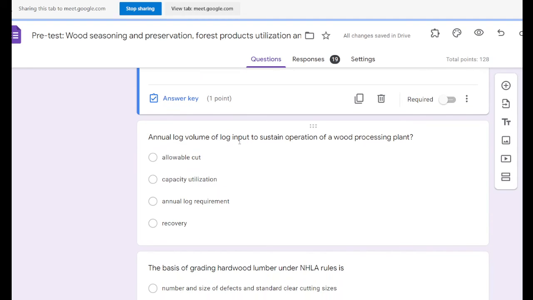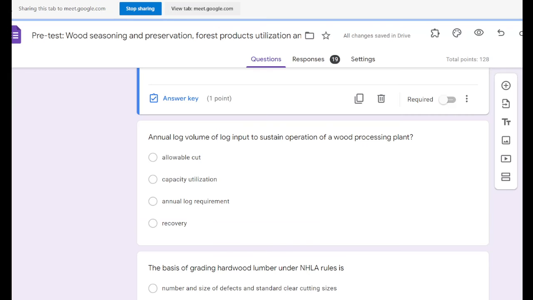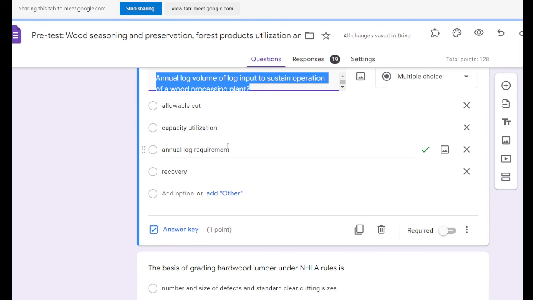The annual log volume of log input to sustain the operation of a wood processing plant. What's the answer, Erika? Annual log requirement, sir. Yeah, that's correct. It's an annual log requirement.